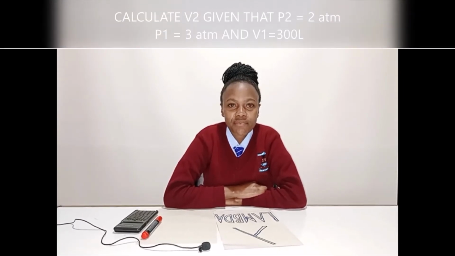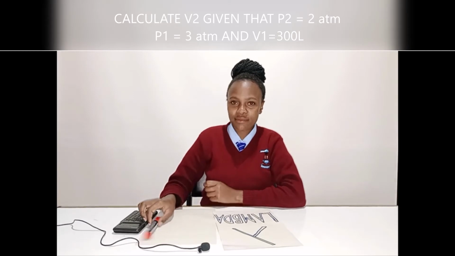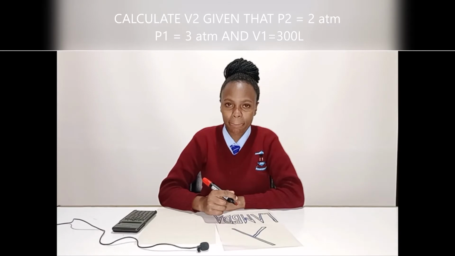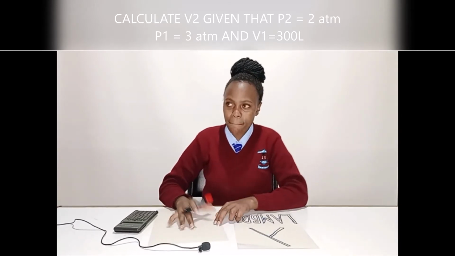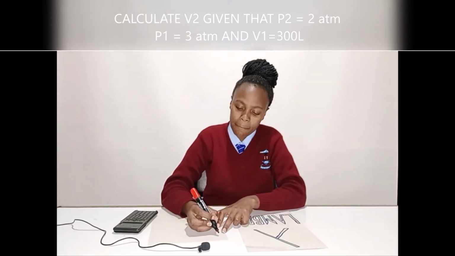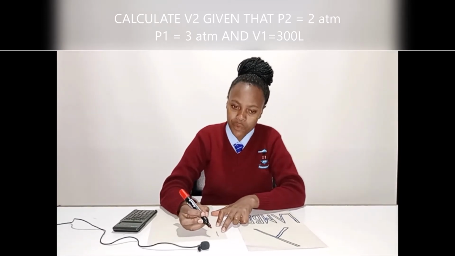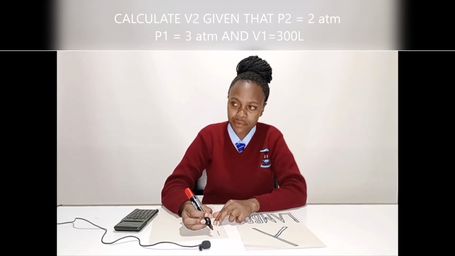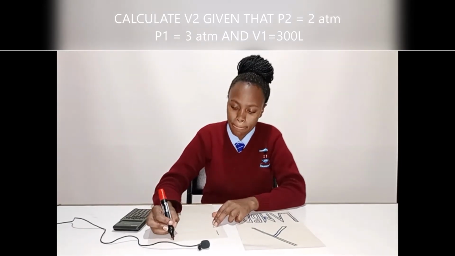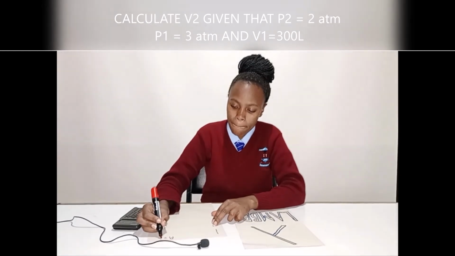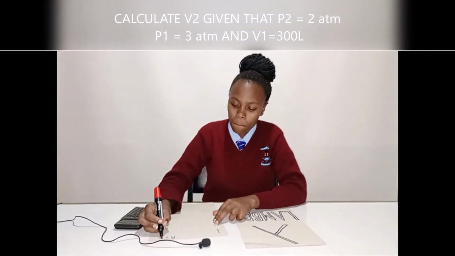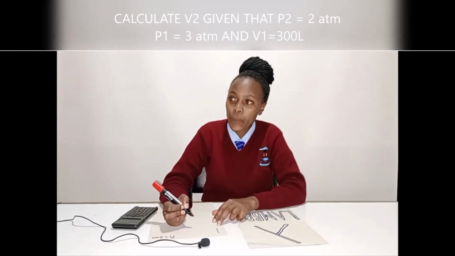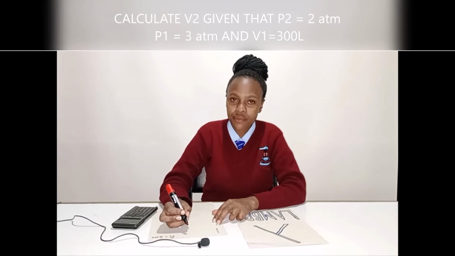The second question is on calculation. You calculate the new volume of a gas at 2 atmospheres, if the original condition was 3 atmospheres and the original volume was 300 liters. So we had the first condition of a gas, 300 volumes at 3 atmospheres. Now, what will be the new volume at 2 atmospheres? Remember, the temperature remains constant for this case.